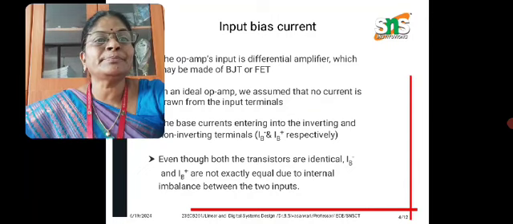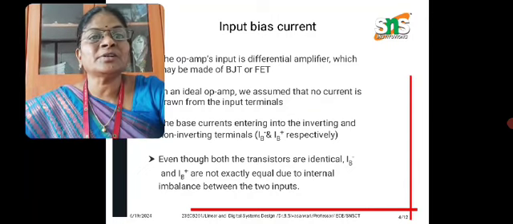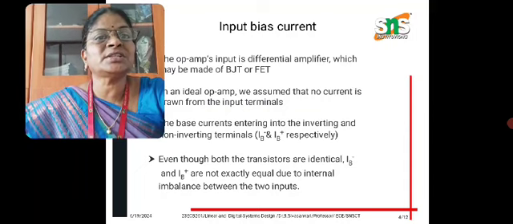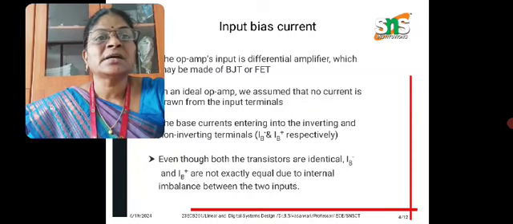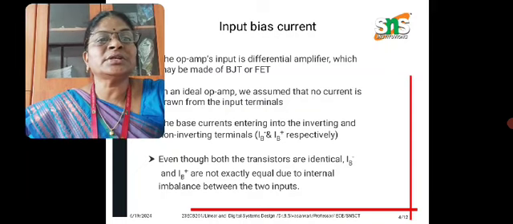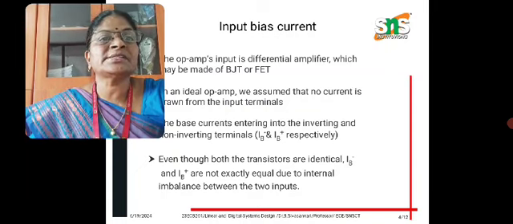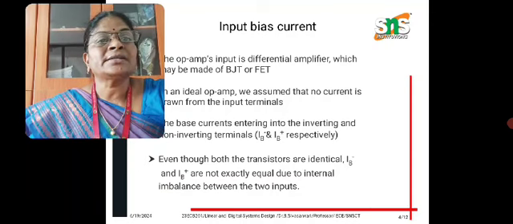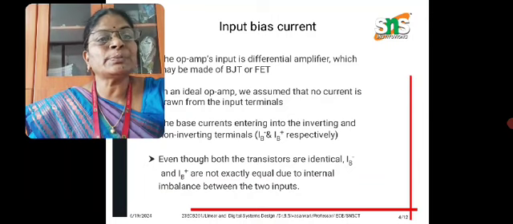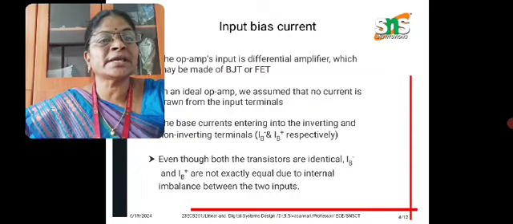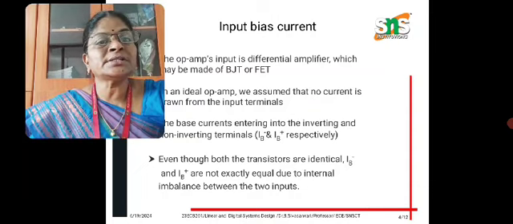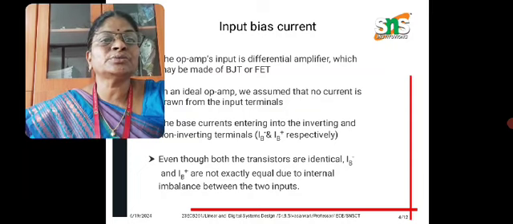The op-amp's input is a differential amplifier which may be made of BJT or FET. In an ideal op-amp, we assumed that no current is drawn from the input terminals. The base currents entering the inverting and non-inverting terminals can be represented as IB minus and IB plus respectively. Even though both the transistors are identical, IB minus and IB plus are not exactly equal due to internal imbalance between the two inputs.